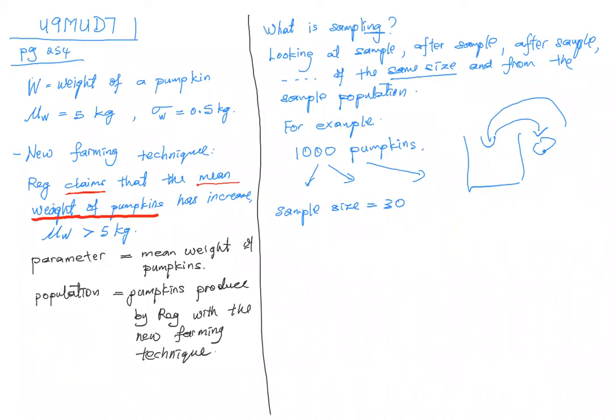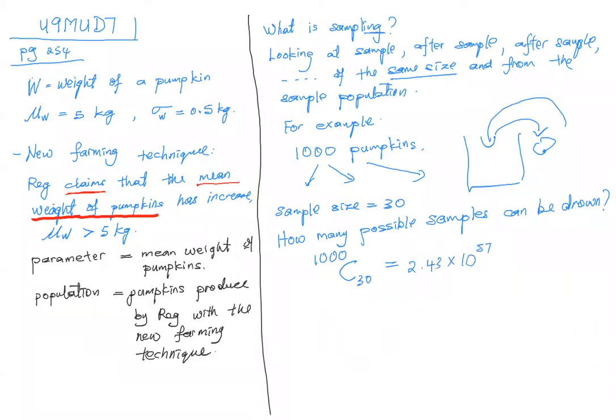So the sample size is 30. My question is, how many possible samples can be drawn from here? If you count, it will be 1,000 C 30. You count how many possible samples. Count, please. Oh, someone has given me 2.43 times 10 to the power of 57 samples.